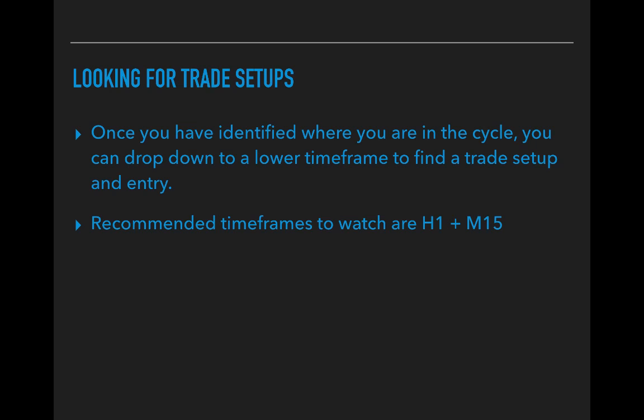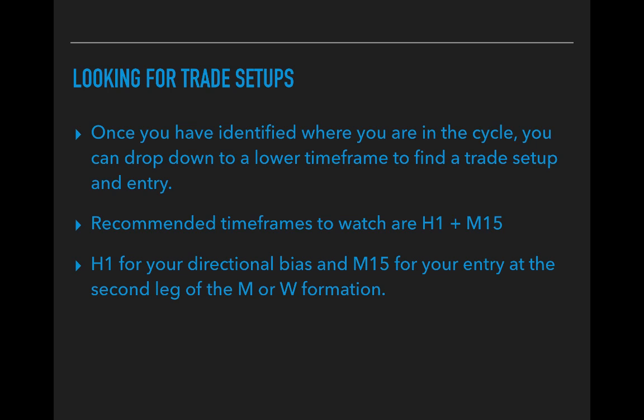So ideally, what you want to watch for on the H1 and the M15, those are the recommended timeframes, is you look for your directional bias on your H1, and then you drop down to your M15 for your entry, either at the second leg of the M or the W formation. So that's basically a basic setup for you guys to look for. Obviously, there are more detailed and more advanced setups to take once you learn the cycle and the nuances. But for now, this is what we're going to look at.